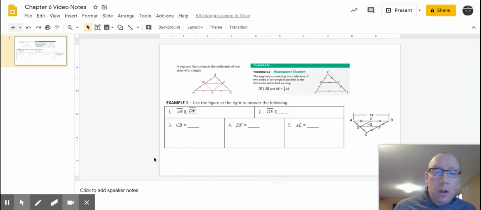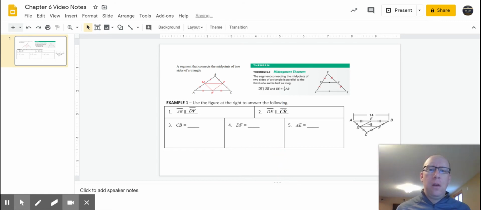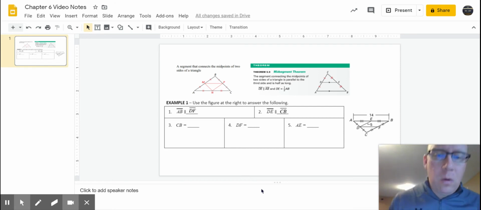Number 2, we are looking again to find a segment parallel, this time to DE. DE is already a midsegment, as you can see here. So the parallel segment will belong to the entire triangle. It'll be the third side of our triangle. And that will be segment CB or BC. Either order will still identify the same side of the triangle.